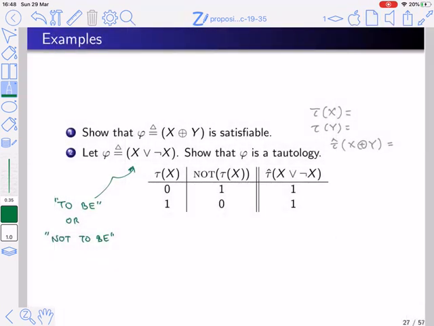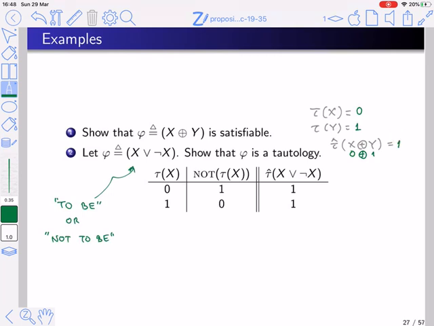Let's see some examples. In the first example, we want to show that the formula phi, which equals x XOR y, is satisfiable. Indeed, let's plug in tau of x equals 0 and tau of y equals 1. Then tau hat of 0 XOR 1 is 1, and there exists a truth assignment tau such that the truth value tau hat of the formula is 1 as required.